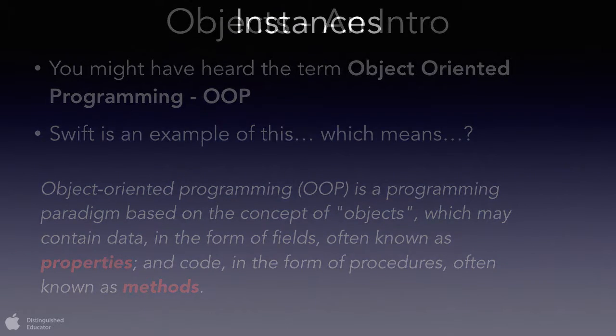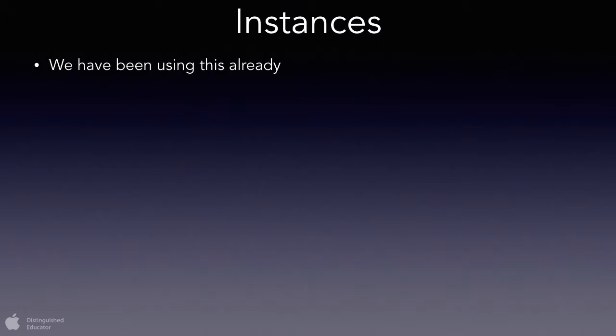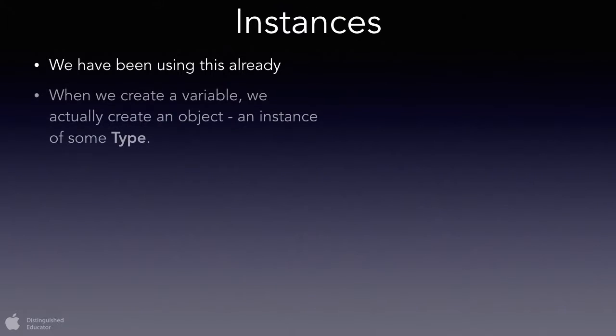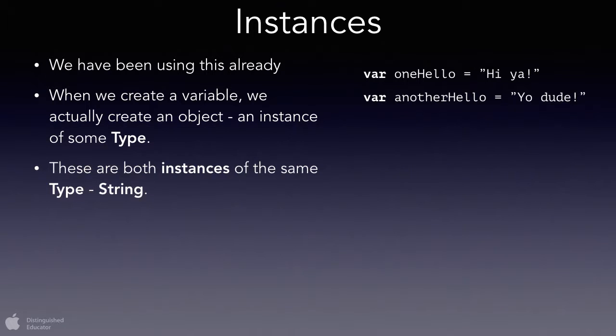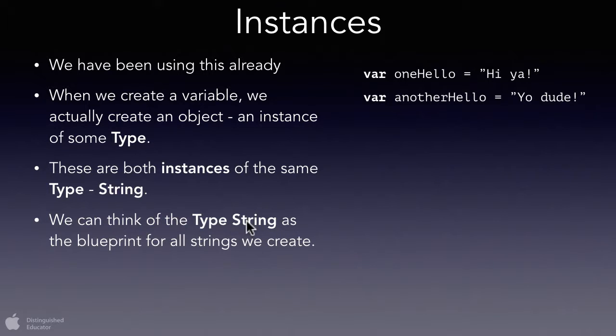So let's start out with the most basic thing, instances. We've been using this quite a bit already. When we create a variable like this, string variables in this case, they are actually instances of some type. In this case, these are string instances. These are both instances of the same type, string. We can think of the type string as something of a blueprint for all the strings that we create. The blueprint tells us exactly how a string is constructed, and it has some properties and some methods.